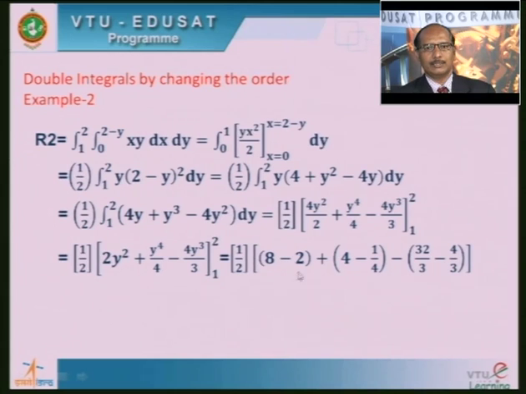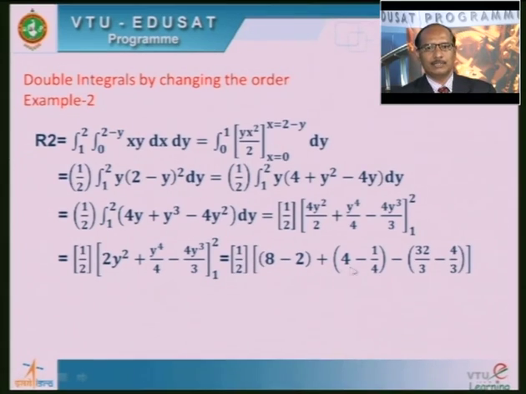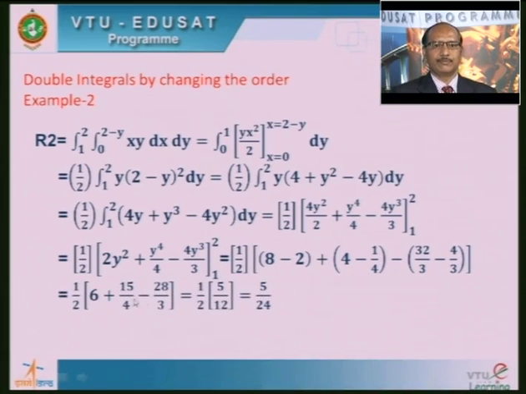Now simplify this. 8 minus 2 is 6, 4 minus 1 by 4 is 15 by 4. You can see here, minus 32 minus 4 is 28 by 3. This simplifies to 5 by 12 into 1 by 2. So finally it is 5 by 24. That is the value of the second integral.